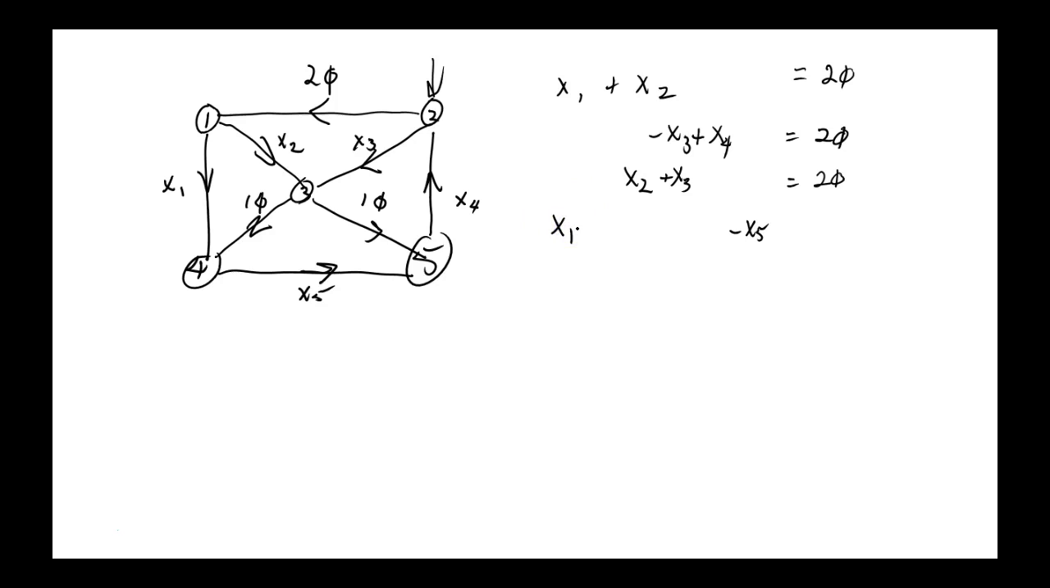X1 minus X5. Now this one has to be minus 10 because we've had on the other side what's going out. So in other words, X1 plus 10 has to equal X5, right? That's going out, right? So you move the X5 over here, but you have to move the 10 over there. Is that right?